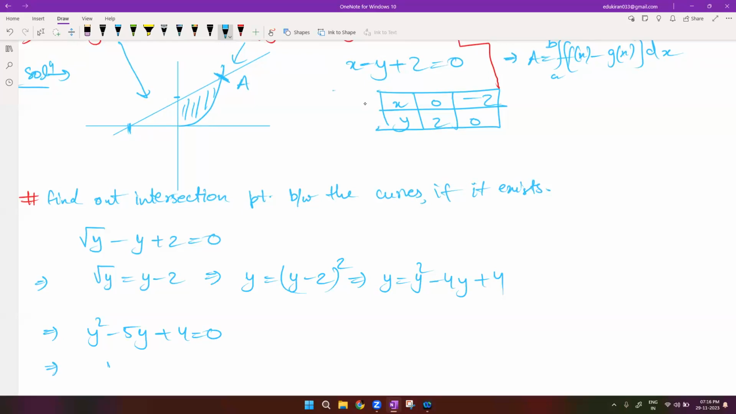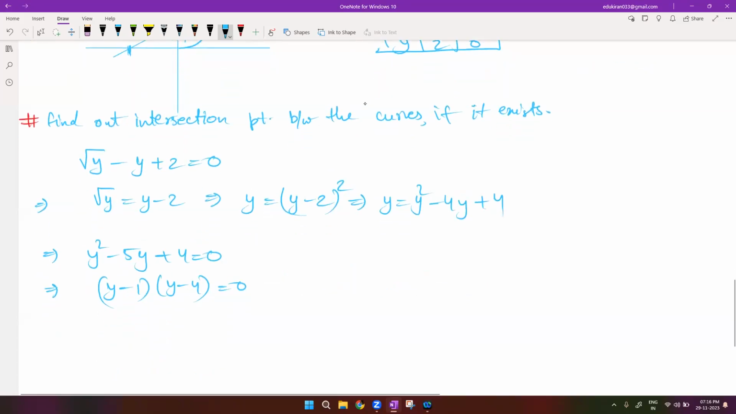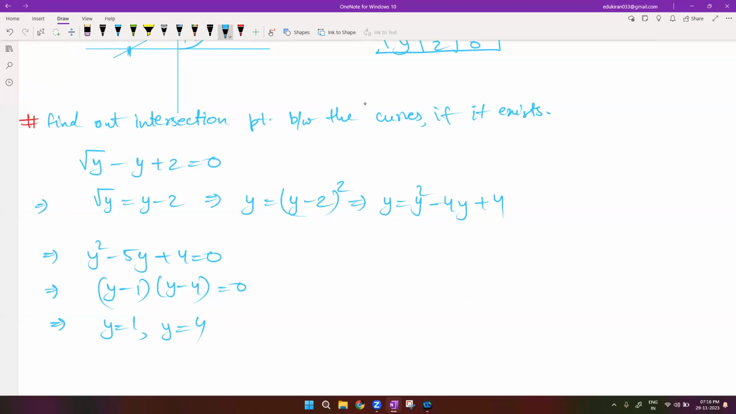And that can be solved. The factors will be (y minus 1) and (y minus 4). You can break this minus 5 into minus 1 and minus 4. Minus 1 and minus 4 add up to minus 5, and on multiplication give 4. So the factors will be y minus 1 and y minus 4. Hence, the values will be y is equal to 1 and y is equal to 4.